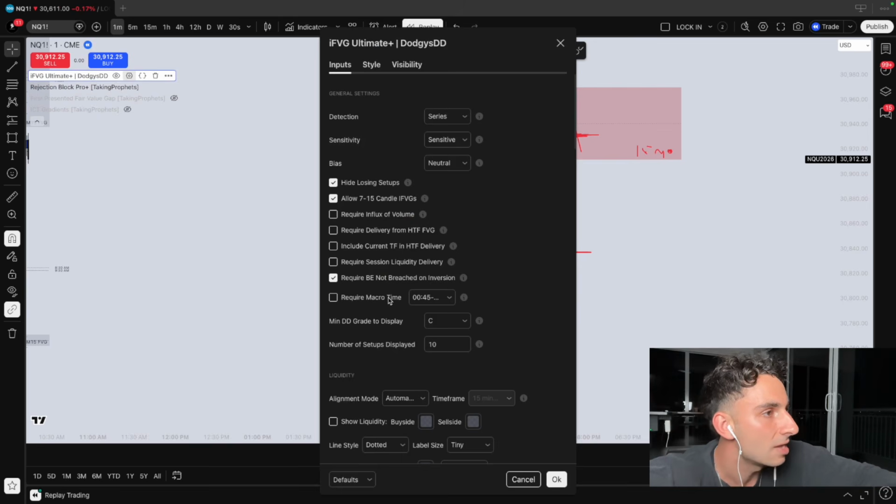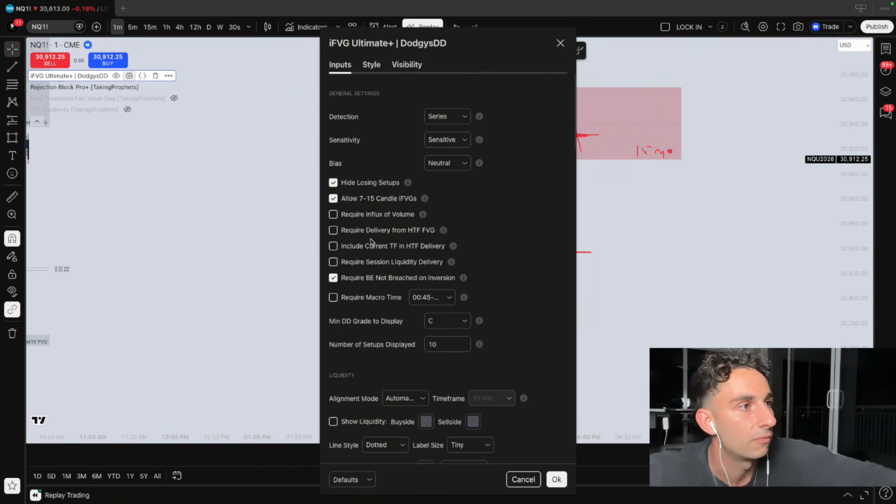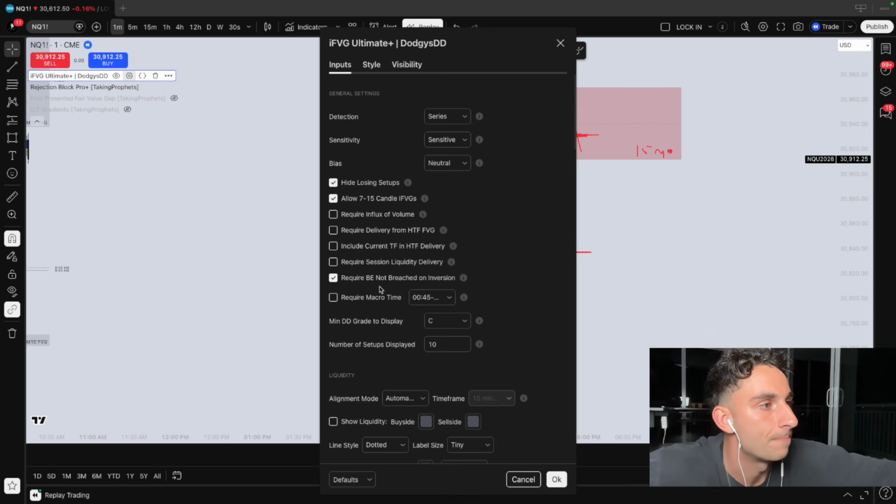That's why I actually trade with this off. You will probably get higher probability setups with it on, but you will miss some high probability setups, like if we sweep equal lows and then deliver, or if we sweep session liquidity and deliver. You're missing those setups, but I do think this is somewhat higher probability with this on.